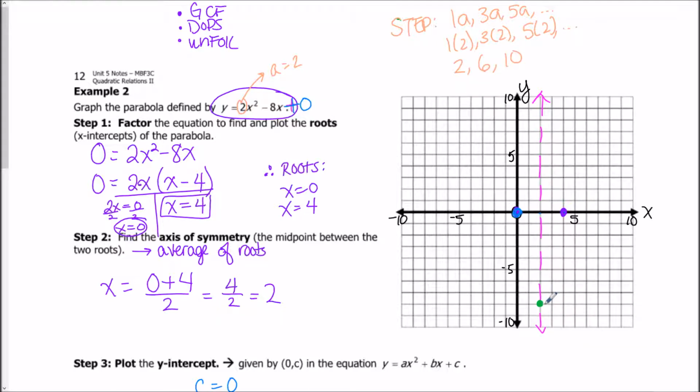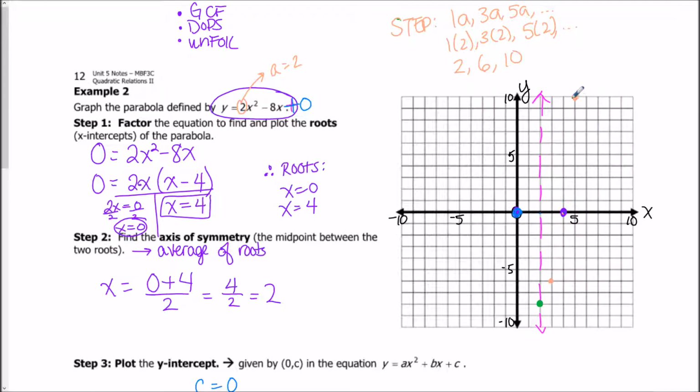So I'm going to go to the right one and up 2. That works. I'm going to go to the right one and up 6. 1, 2, 3, 4, 5, 6. I've got a point here that works. Go to the right one and up 10. 1, 2, 3, 4, 5, 6, 7, 8, 9, 10. I've got a point right here.